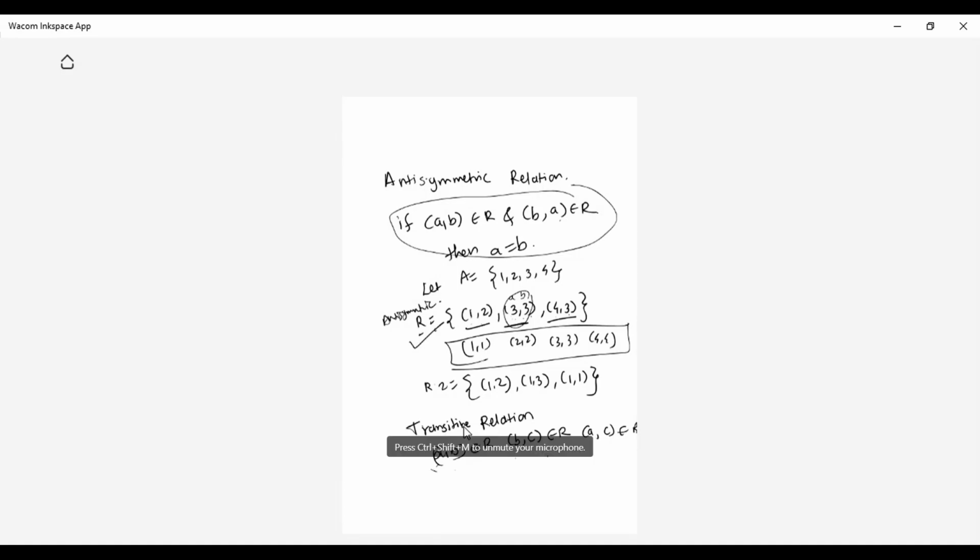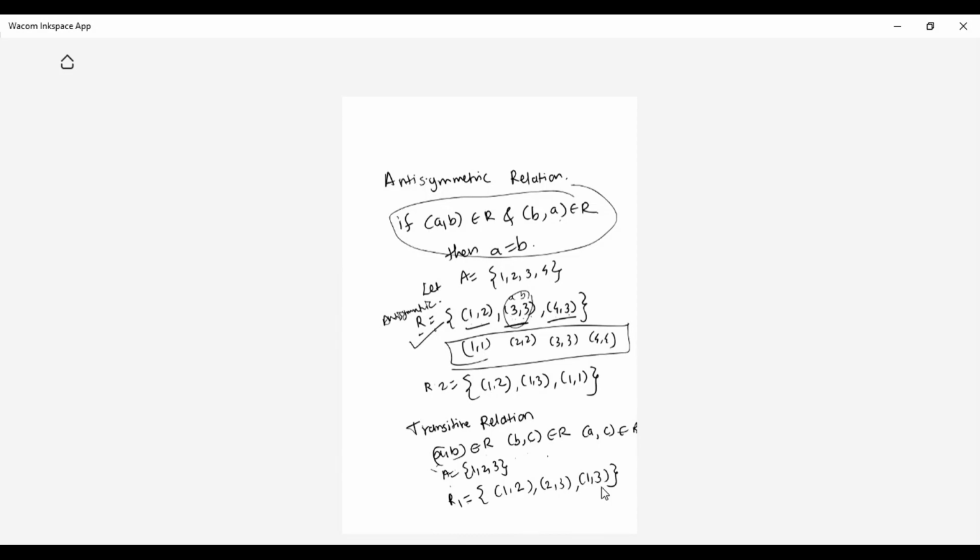Suppose A is equal to {1, 2, 3}. This is the last example I'm taking, student, and we'll stop here. Suppose R1 is equal to {(1, 2), (2, 3)}, and then I'm putting (1, 3). Whether it is a transitive relation? Yes, it is a transitive relation.